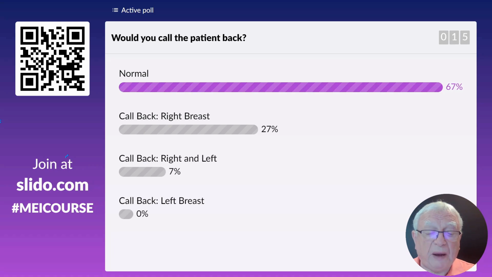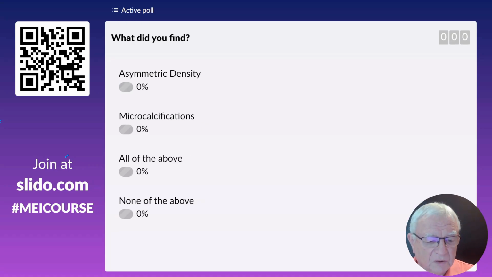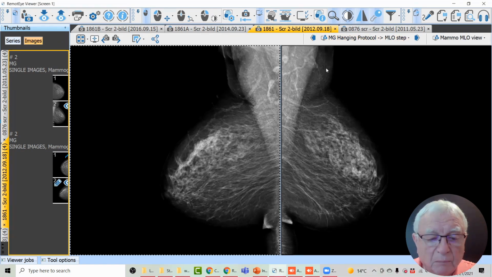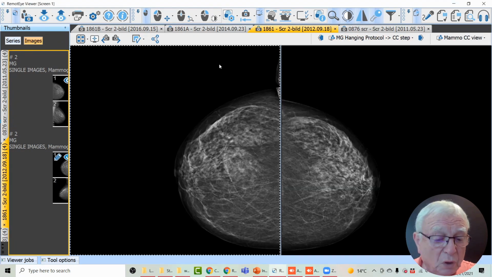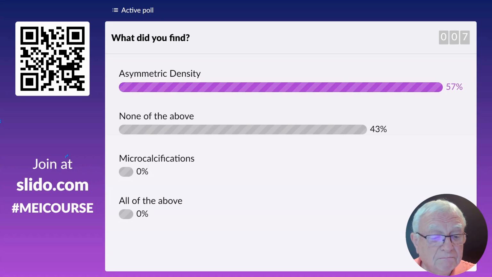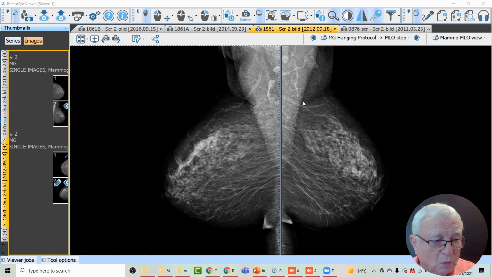I have another pair of questions for you. Those of you who want to call back, is it asymmetric density or microcalcifications? You have the right to look at the mammogram again. My question is, most of you wanted to call back for the right breast, asymmetric density or calcifications. Let's see. Asymmetric density. My first point was, let's magnify.